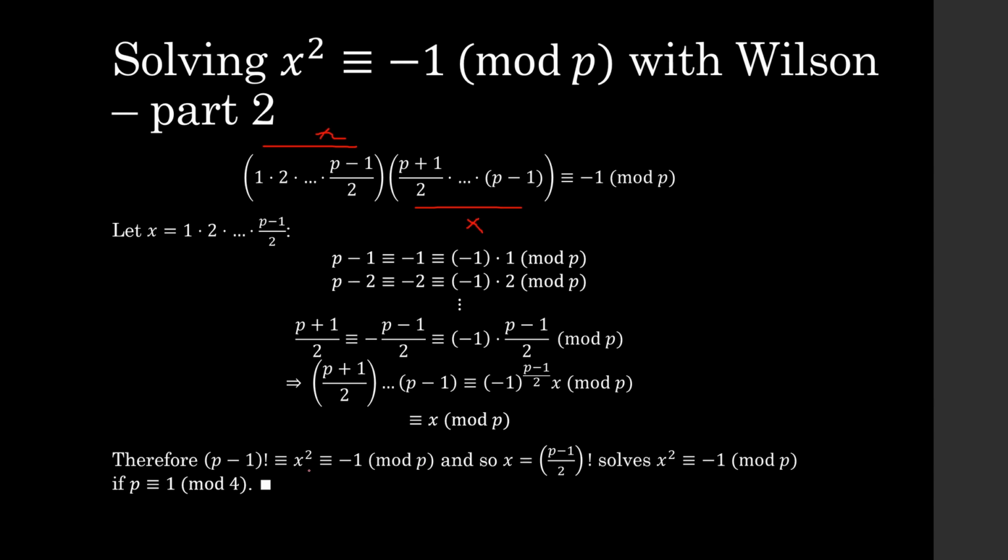So that means that x equals ((p-1)/2)!, so that's just splitting the thing halfway through, solves the congruence x squared is congruent to -1 mod p if p is congruent to 1 mod 4. So that shows that there's a solution for p congruent to 1 mod 4, and so that completes the whole proof.